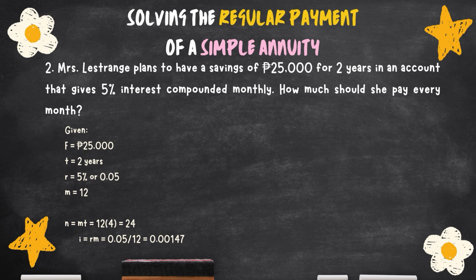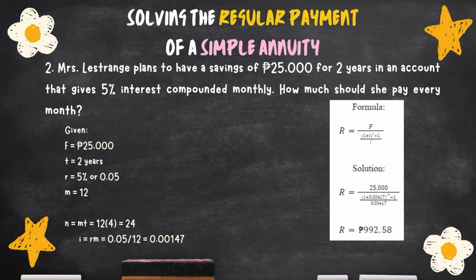And now let's identify the given. We have F equals 25,000 pesos, the rate 5% or 0.05, m is 12, and t is 2 years. To get n, we have 24, and i is 0.00417. Now we can substitute that to the formula, so we will have 25,000 pesos over [(1 + 0.00417)^24 − 1] over 0.00417. And that gives us the regular payment of 992.58 pesos, which means Mrs. Lestrange pays 992.58 pesos monthly.